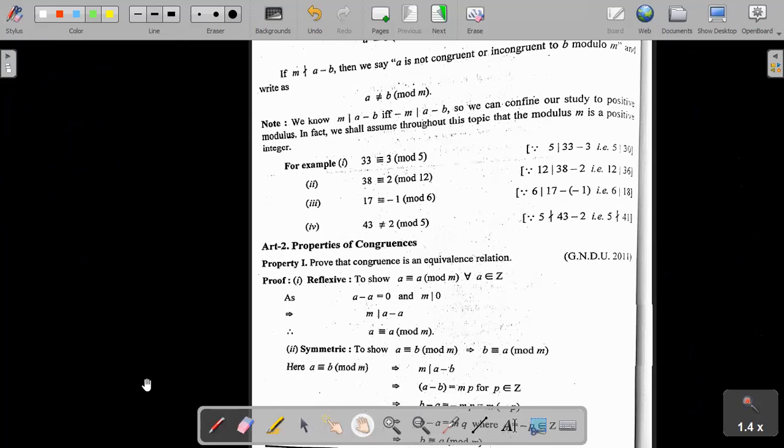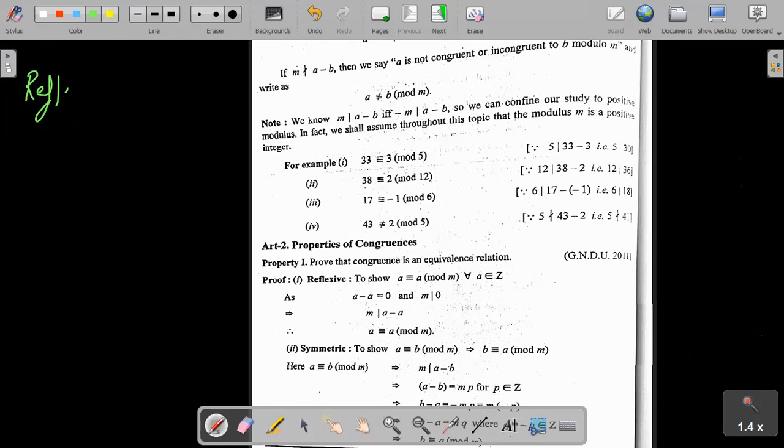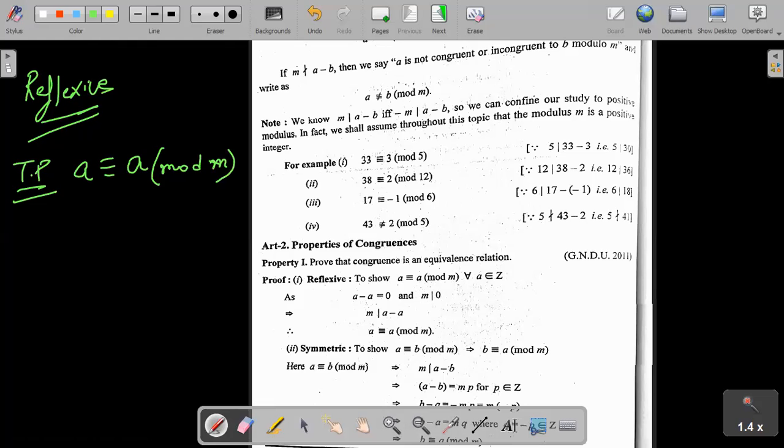Yes, ma'am. Right. So for very first, let us prove it is reflexive. Proof is given in your book very nicely. So reflexive में हमने क्या prove करना होता है? Every element is related to itself. So हमें क्या prove करना है? A should be congruent to A mod M. Beta, is it fine?